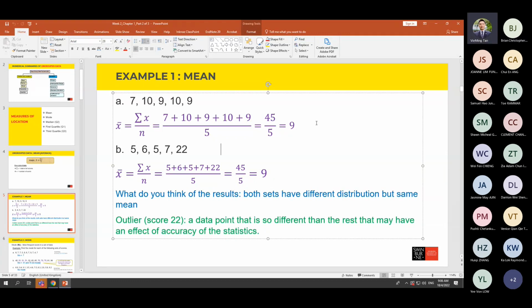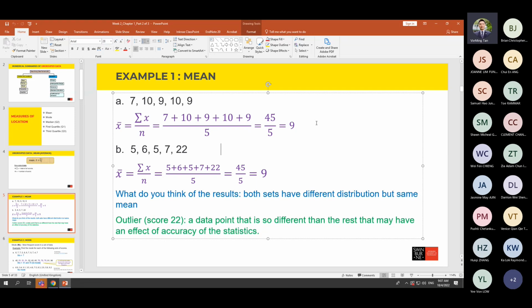So how about example 1B, also the same? We also have 5 data: 5, 6, 5, 7, 22. You may find that this 22 is a big number, quite big compared to the others. If that's the case, we can say that this 22 is an extreme number. Extreme means an extremely huge number compared to the rest of the numbers in the data set. So in this case, 22 can be considered an extreme number, E-X-T-R-E-M-E, or we call it an outlier. Outlier or extreme number.